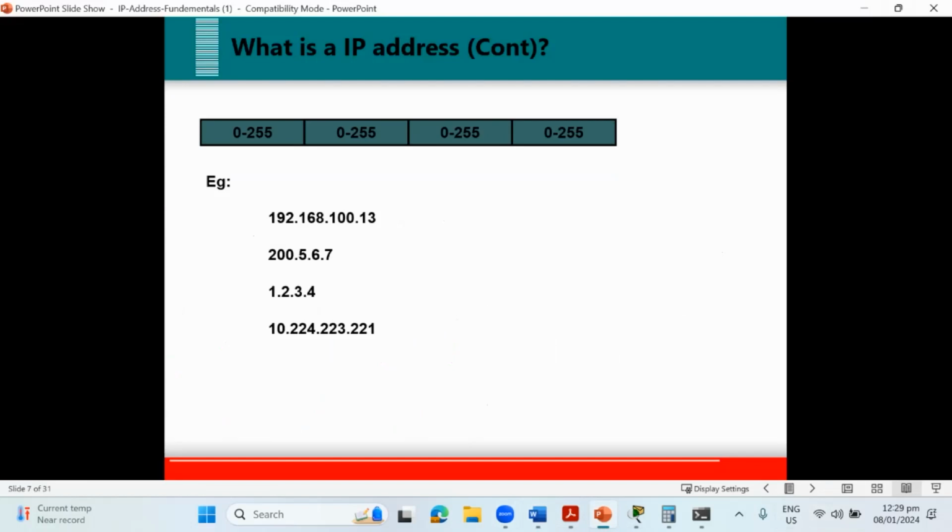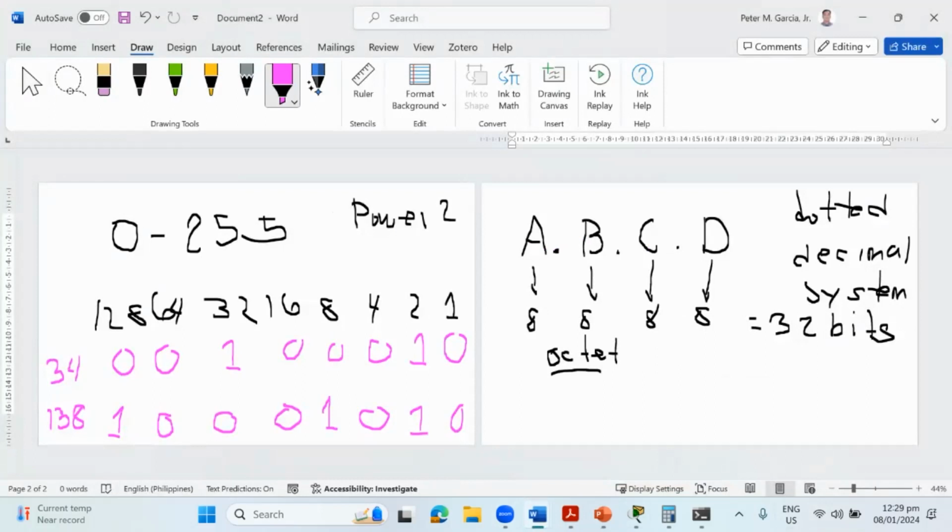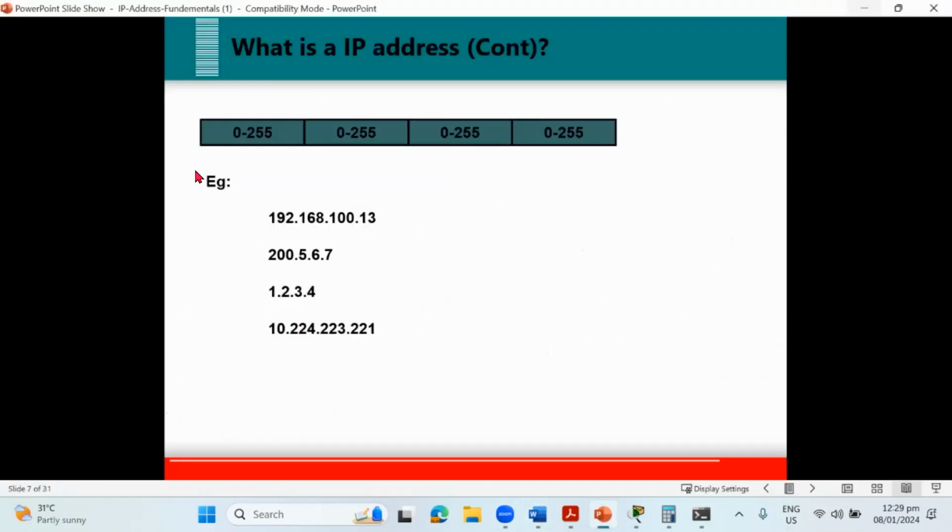Then for our IP address, all of the octets from earlier can range or change from 0 up to 255. This A.B.C.D can all be used from 0 to 255. Okay? For example, 192.168.213.200, 5.6.7.8, 1.2.3.4, 10.224.223.221. That is the proper reading for the IP address. That is dot, not 1.2.3.4 as a single number, that is dot.